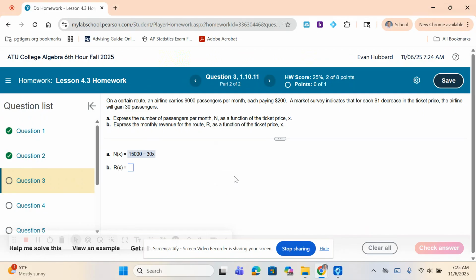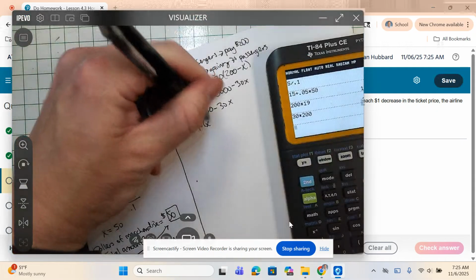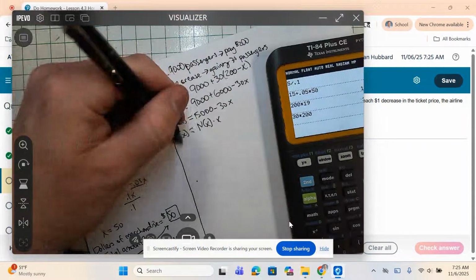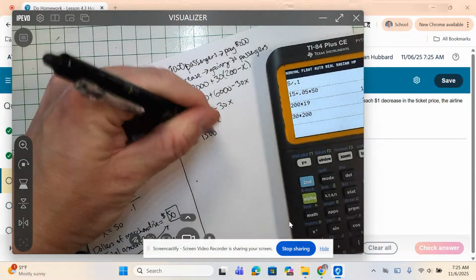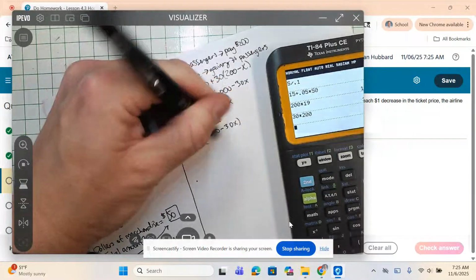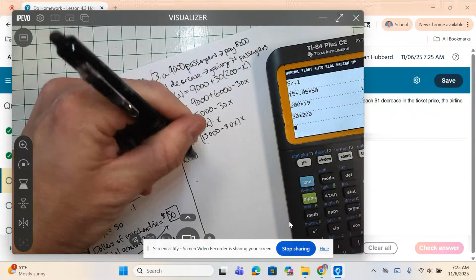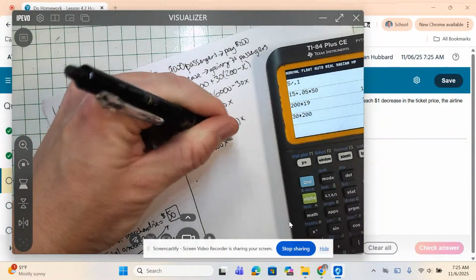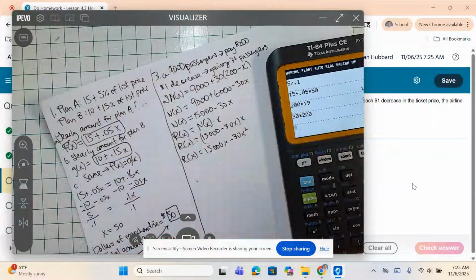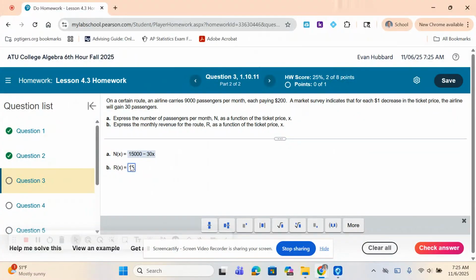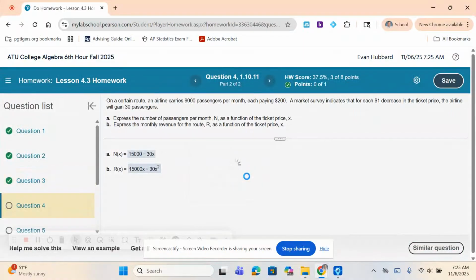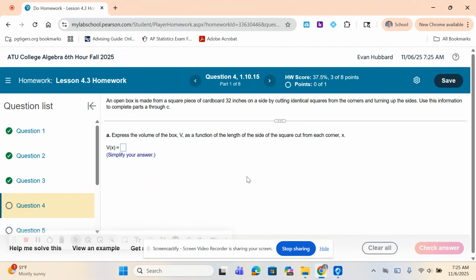Okay, that's 15,000. R of x is the revenue. So the revenue is simply the number of passengers you have times the price that they buy the ticket for. So the revenue will be 15,000 minus 30x times x, which is 15,000x minus 30x squared. I'm not sure if you could leave it in the other forms too. I did simplify. I don't know if you have to, to be honest.